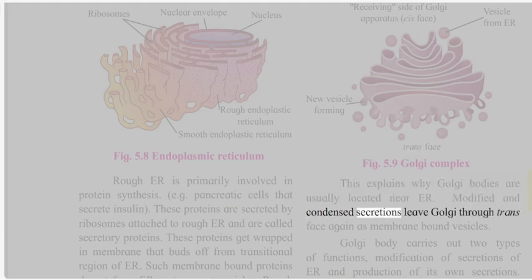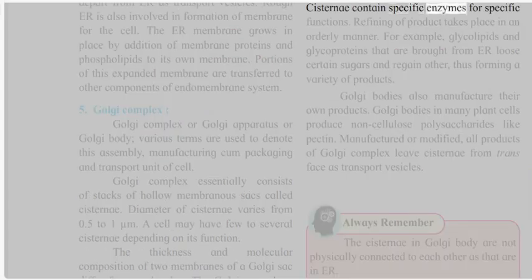Modified and condensed secretions leave Golgi through trans phase again as membrane-bound vesicles. Golgi body carries out two types of functions: modification of secretions of ER and production of its own secretions. Cisternae contain specific enzymes for specific functions. Refining of product takes place in an orderly manner. For example, glycolipids and glycoproteins that are brought from ER lose certain sugars and regain others, thus forming a variety of products. Golgi bodies also manufacture their own products. Golgi bodies in many plant cells produce non-cellulose polysaccharides like pectin.